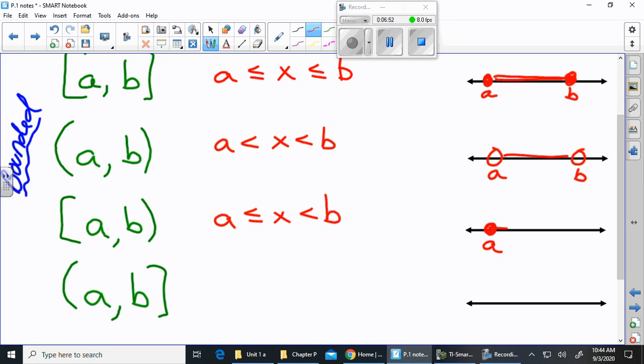So this would be A to B, includes A, doesn't include B. This last one doesn't include A, but includes B. So A is open, B is closed. Those would be my inequalities. We use this because when we answer questions eventually, we're not going to be using this inequality stuff in the middle. We're going to be using interval notation all the time.